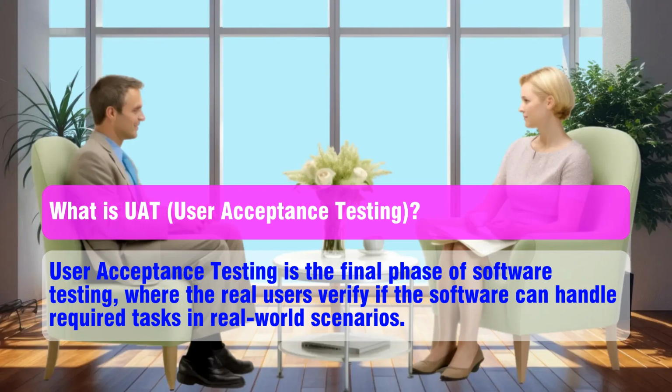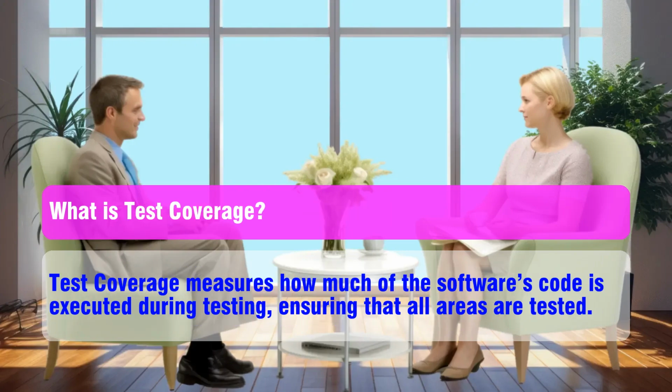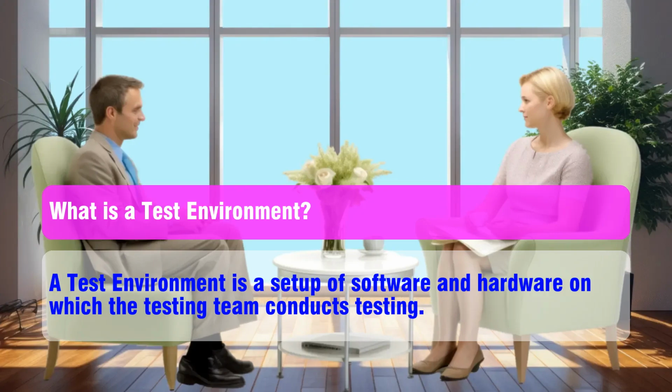What is UAT, user acceptance testing? User acceptance testing is the final phase of software testing, where the real users verify if the software can handle required tasks in real-world scenarios. What is test coverage? Test coverage measures how much of the software's code is executed during testing, ensuring that all areas are tested. What is a test environment? A test environment is a setup of software and hardware on which the testing team conducts testing.